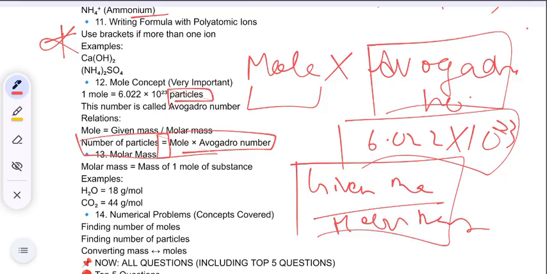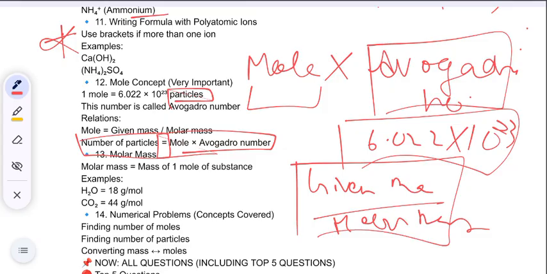Sometimes they just do not directly mention that you have to find mole, but when you are solving questions related to number of particles, you first need to find out mole. Otherwise, with what will you multiply? So the simple formula is: for mole, given mass upon molar mass, and for number of particles, mole into Avogadro number, and that Avogadro number you need to remember: 6.022 into 10 की power 23. Okay, this topic is clear.